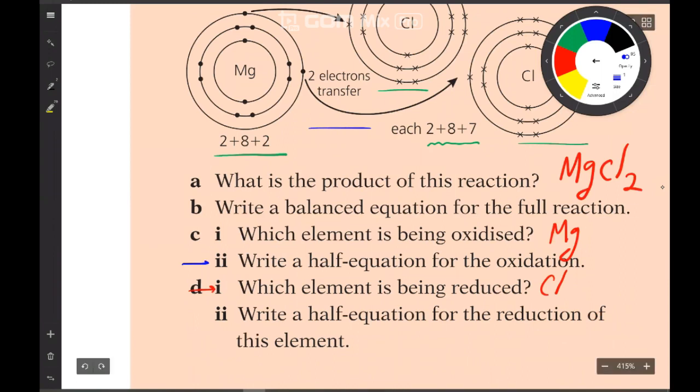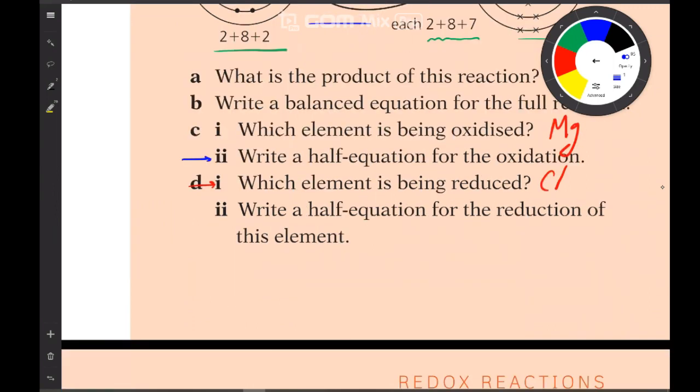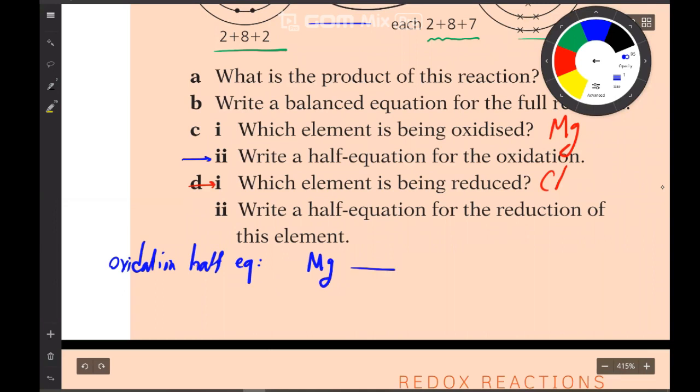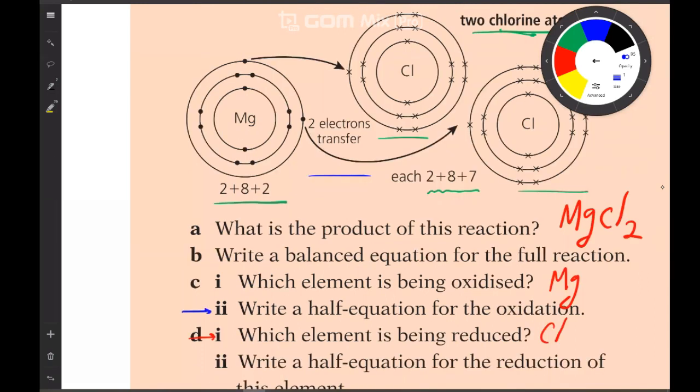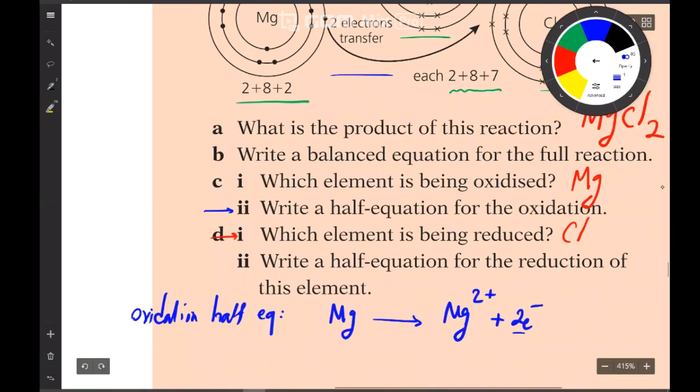Okay, C, second part, says write a half equation for oxidation. So what happens for oxidation? So I want to write oxidation half equation. So in oxidation half equation, magnesium has lost 2 electrons, so it becomes Mg2+. So magnesium becomes Mg2+ and it loses 2 electrons. It's obvious from this picture. Magnesium has lost 2 electrons. When it loses 2 electrons, it becomes Mg2+. So this is oxidation half equation.